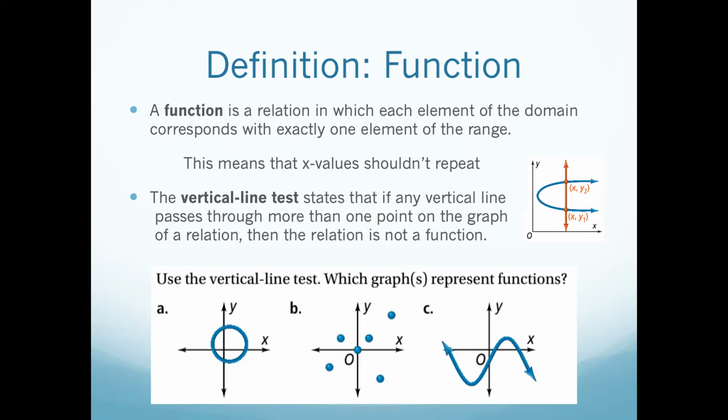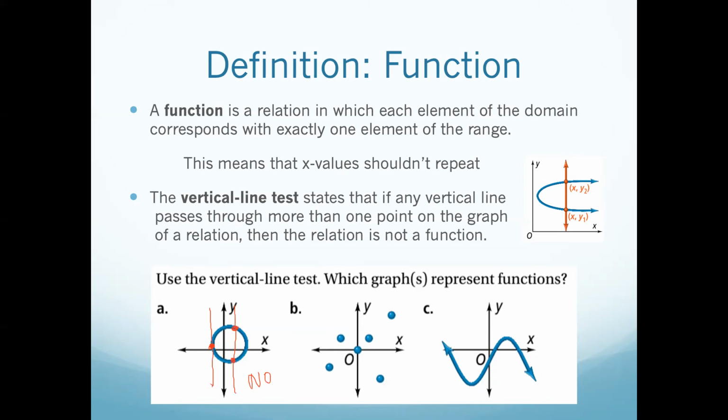So if we're looking at these examples, in example A, I can draw a vertical line and go through only one point. But the question is, can I draw a vertical line through 2 or more points? And I can draw a vertical line that goes through 2 points. As long as I can draw one vertical line that goes through more than 1 point, then it is not a function. So A, not a function.